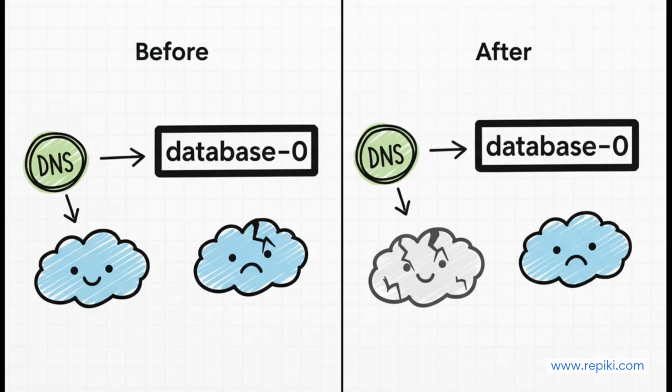And this is exactly why StatefulSets need them. StatefulSets use headless services to create stable, unique DNS names for each of their pods, like database-0, database-1, and so on. So even if the database-0 pod crashes and gets rescheduled on a totally different node with a new IP address, its DNS name stays the same. That name, database-0.my-app, will just point to the new IP. It provides that stable network identity that stateful applications absolutely depend on.